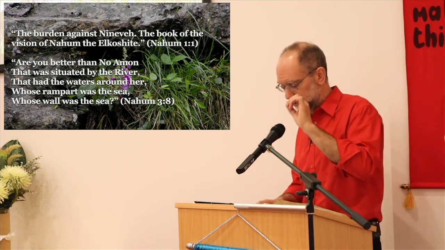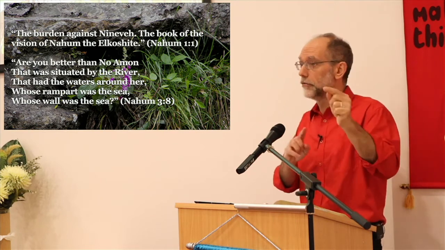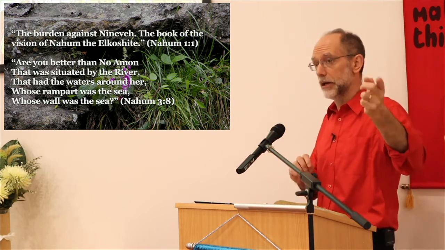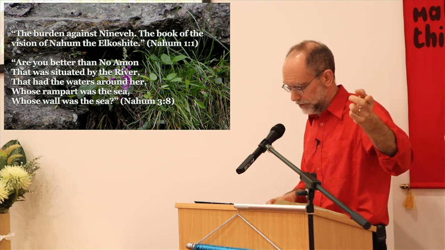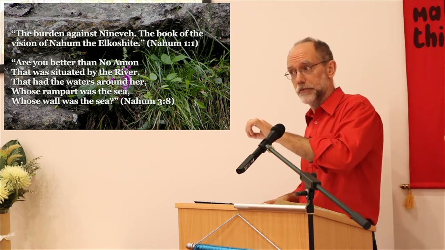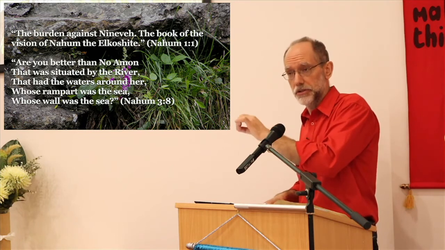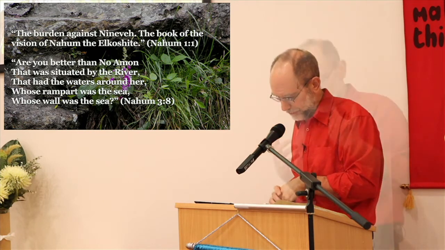So we date Nahum's work because he refers to the fall of 2 cities, one in the past, and that's Thebes, which was in 663, and one in the future, which he's prophesying, which is Nineveh, which is 612. So we can narrow him down to that 50 years.